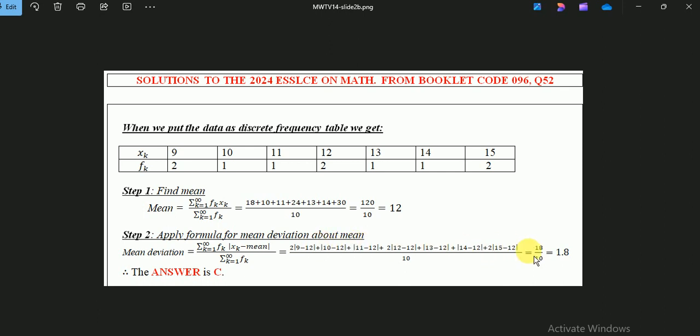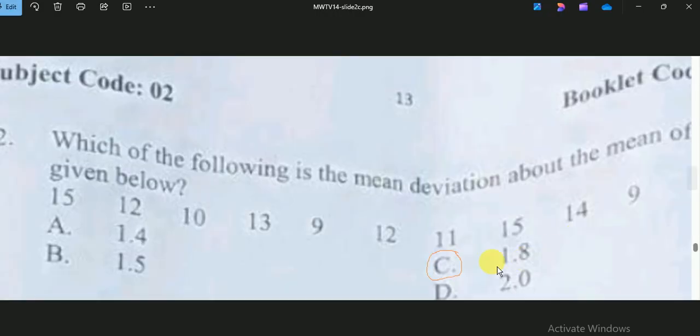When we add the numerator, we get 18. The denominator is the number of observations, the summation of frequencies. We get 10. When we simplify this, we get 1.8. So the answer is C.